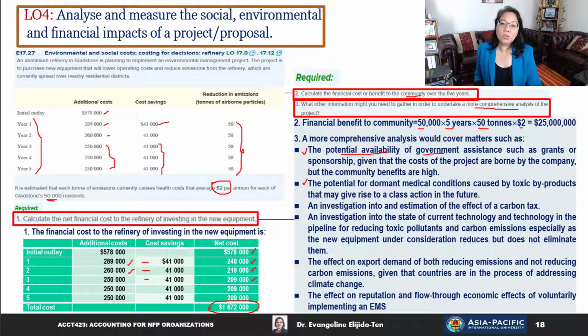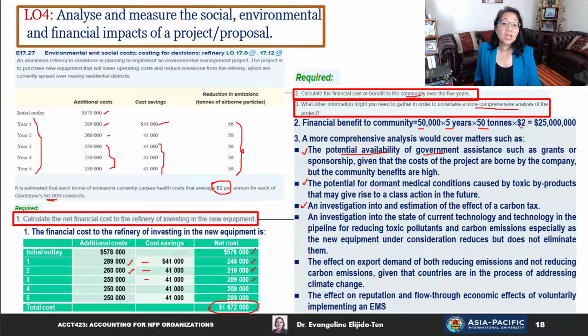All right. Also, an investigation into an estimation of the effect of carbon tax. Here in Australia, there was a time when we had carbon tax, but it was abolished after much lobbying from companies. But it might come back again. So the potential impact of carbon tax in the future could be something that can be looked at.